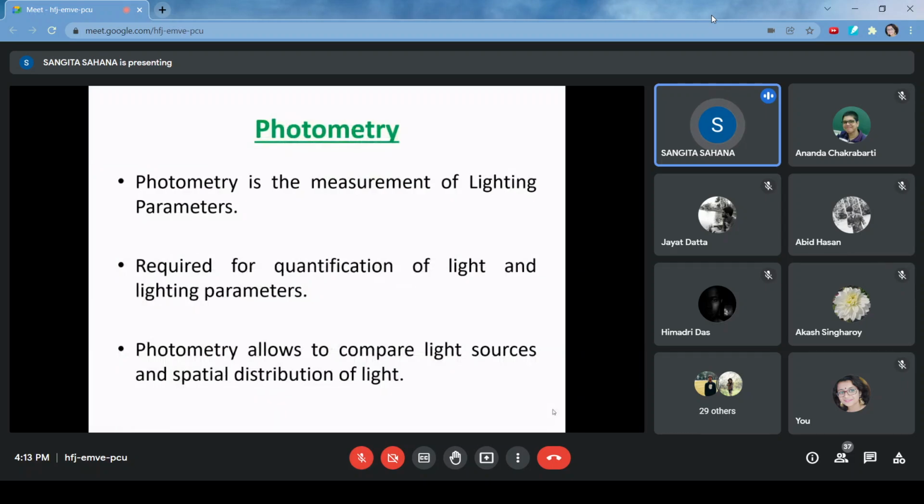So next is the photometry. Photometry means measurement of the lighting parameters. So it is required for quantification of those parameters, and it allows us to compare light sources and spatial distribution of light.